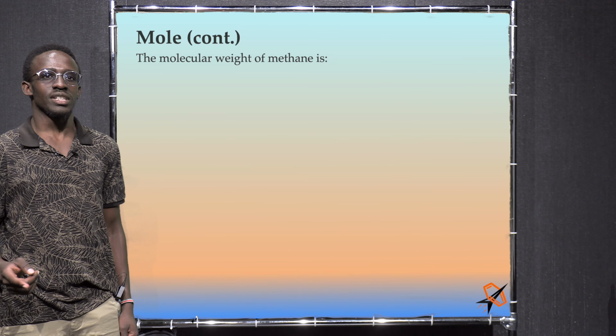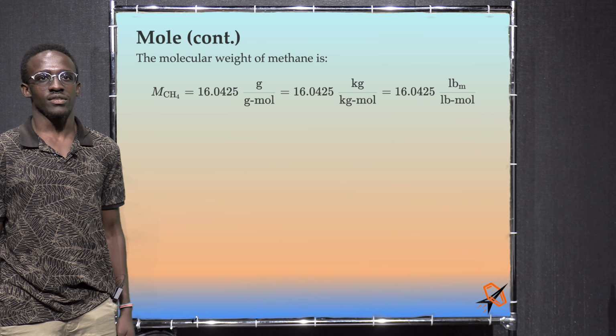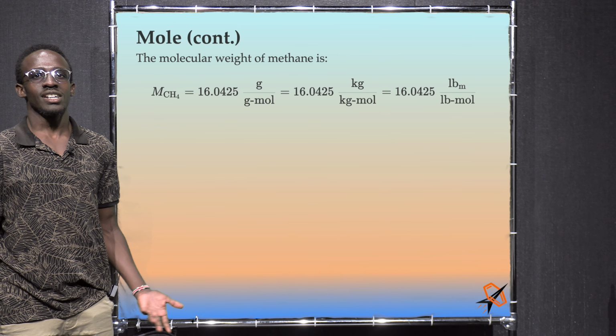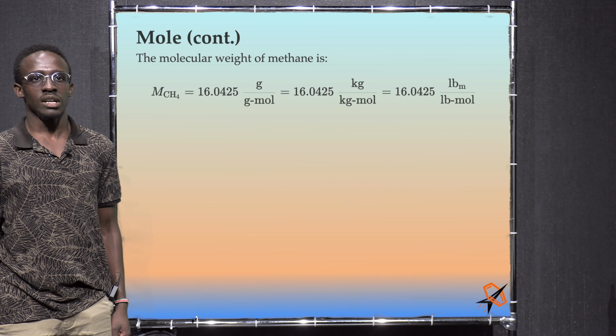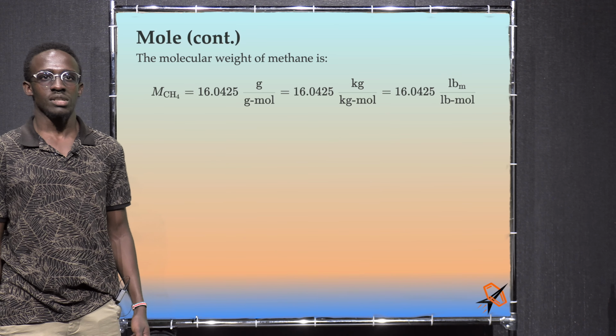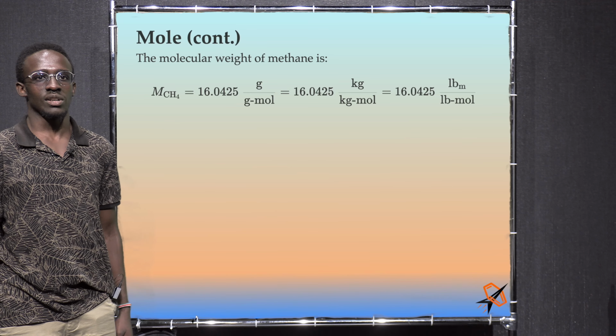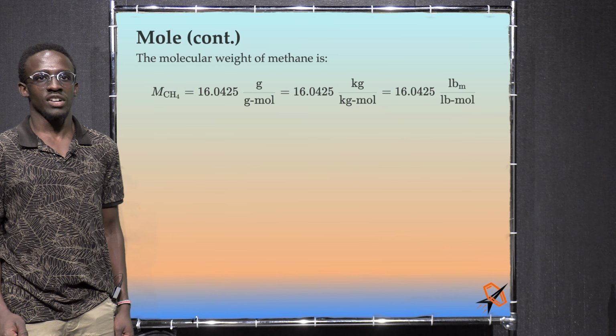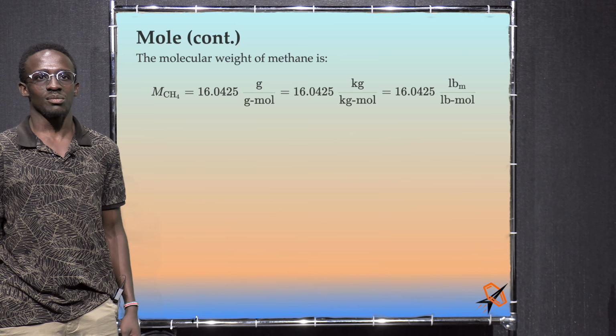The molecular weight of methane is 16.0425 grams per gram mole, or 16.0425 kilograms per kilogram mole, or 16.0425 pounds per pound mole, or whatever mass units you have. 16.0425 mass units per that mass unit mole.